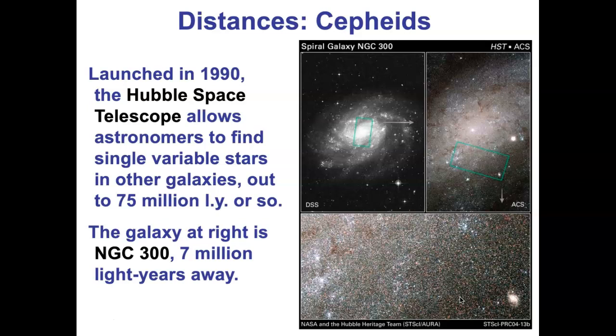So the Cepheid distances, measuring distances out in the universe using Cepheids, works great out to about 75 million light years. Once a galaxy gets beyond 75 million light years, if a galaxy gets really far away, what's it going to look like? It's going to look small. And so let's say you can't zoom in on this galaxy. What if this galaxy is so far away that this is the best picture of it you can get?